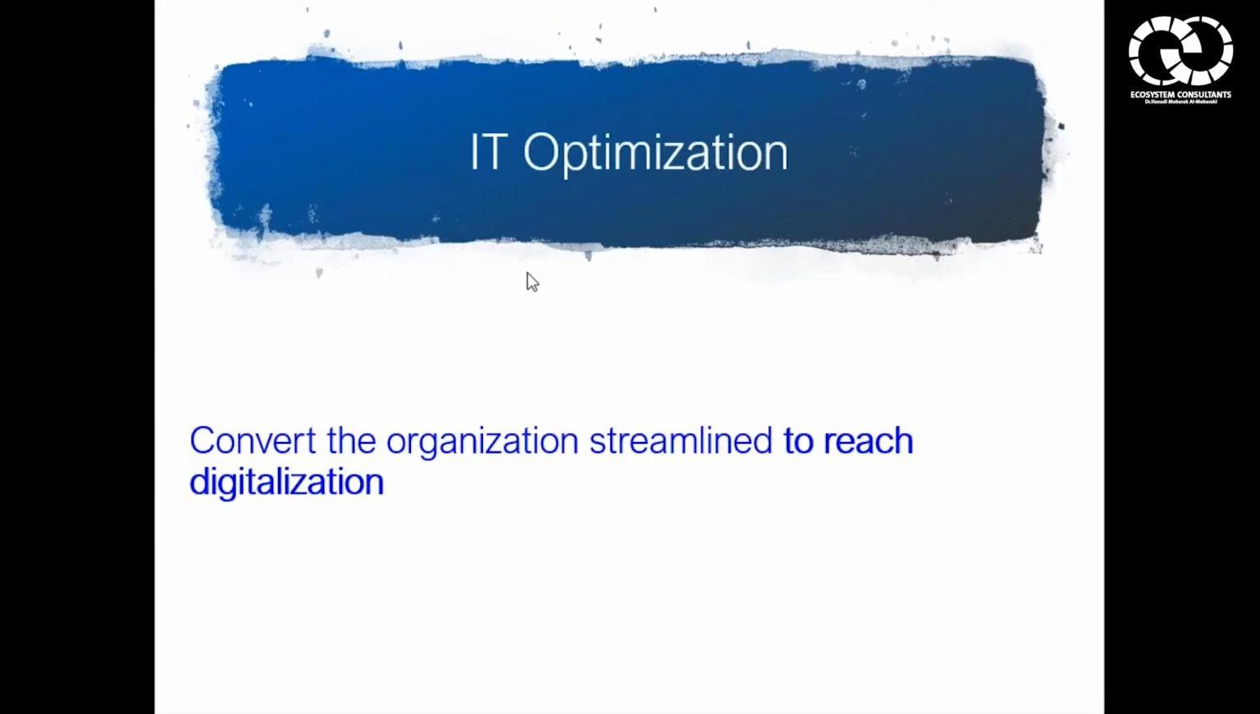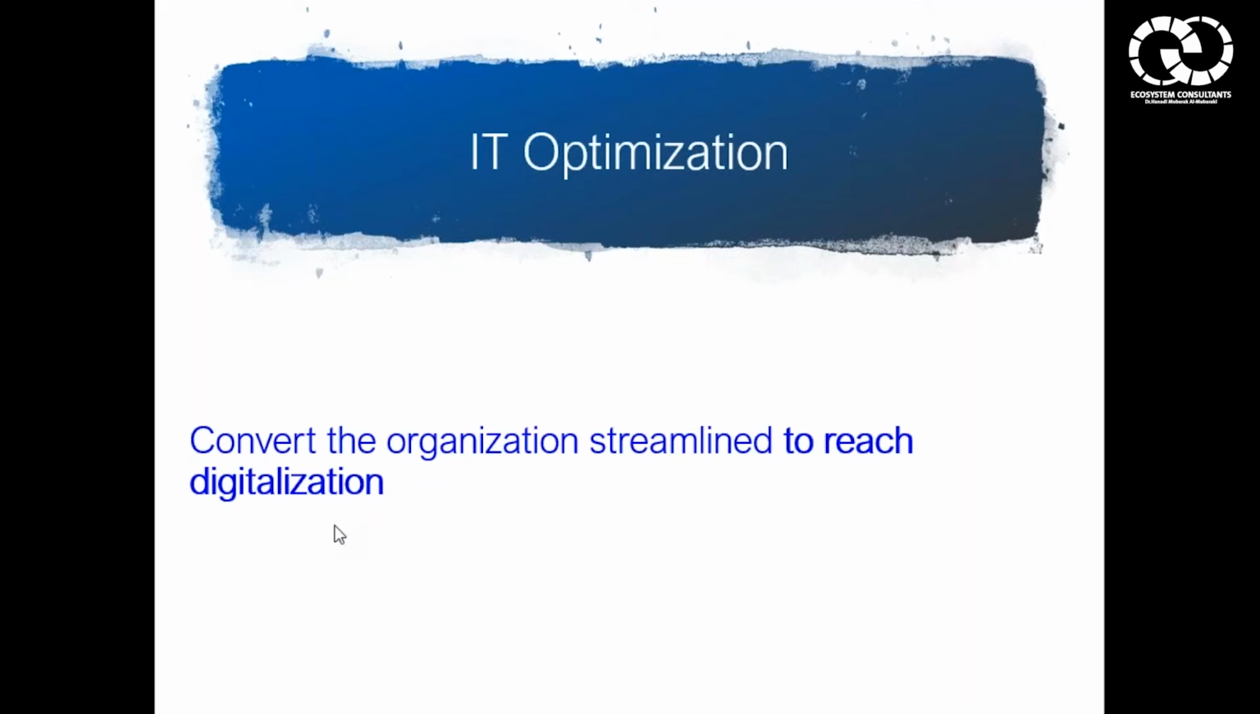Now we will also use IT optimization. We need to convert the whole organization, streamlined, to reach digitalization. Meaning, if my system is in a traditional way and I'm using, for example, email for communication, then I need to be more digital. I need to convert it to be more digitalized, allowing people to access from anywhere, from home. Because nobody knows, as I mentioned before, until when the lockdown will continue. Now we are in partial lockdown.